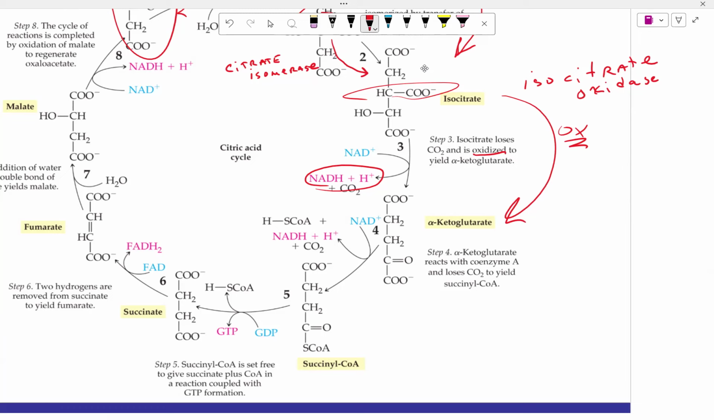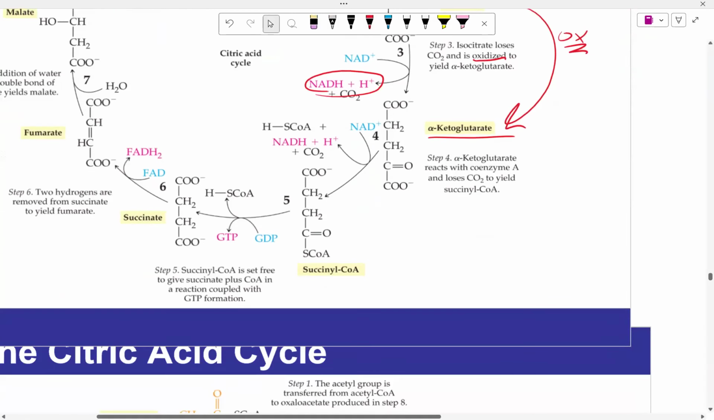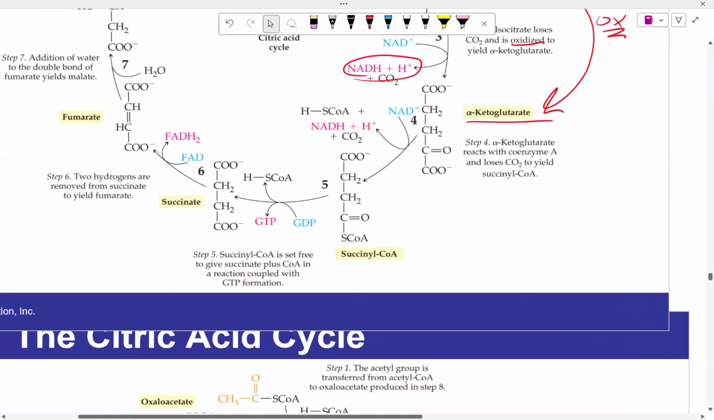Okay, so now we're down here at the alpha ketoglutarate. So what's going on here now, going from this guy to this guy? Well, let's look here. Notice CoA. I'm getting that CoA again. That's a thiol reaction. Notice the S here. Okay, so what's happening is we have 1, 2, 3, 4, 5, and 1, 2, 3, 4, 5.